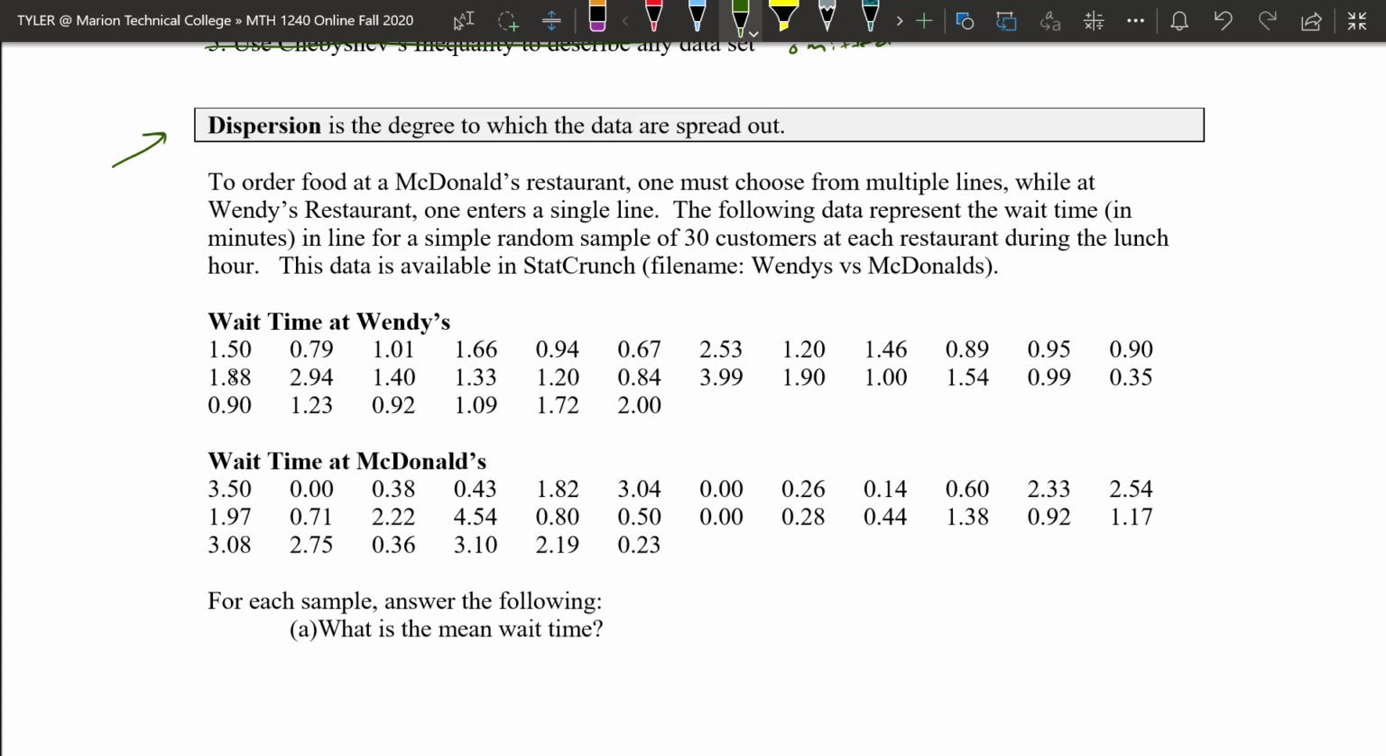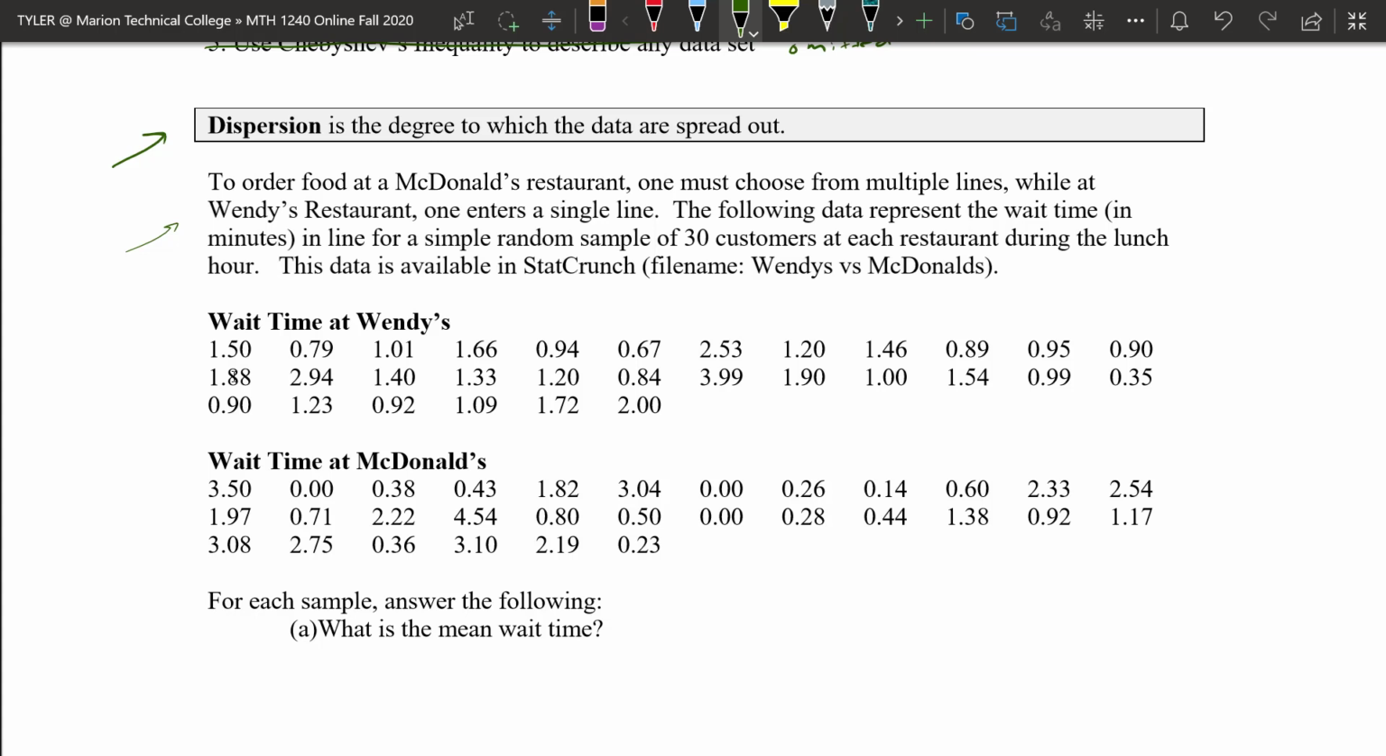If you read this paragraph, it says to order food at a McDonald's restaurant, one must choose from multiple lines, while at a Wendy's restaurant, one enters a single line. The following data represents the wait time in minutes in line for a simple random sample of 30 customers at each restaurant during the lunch hour. This data is available in StatCrunch.